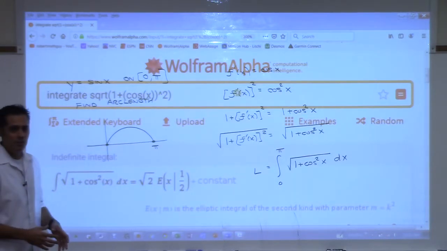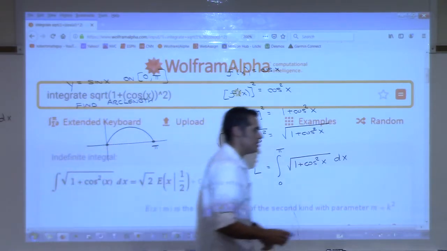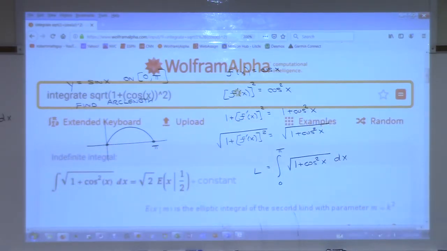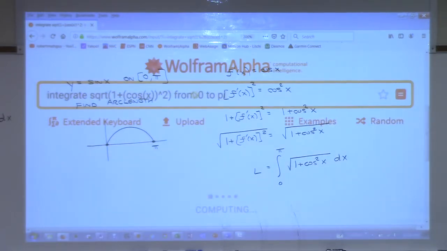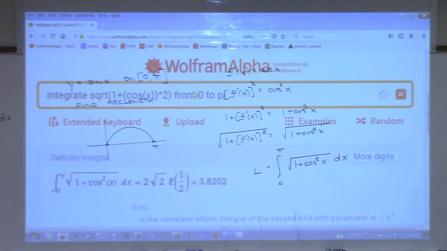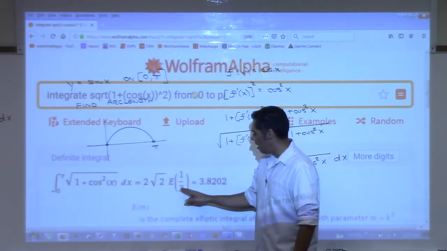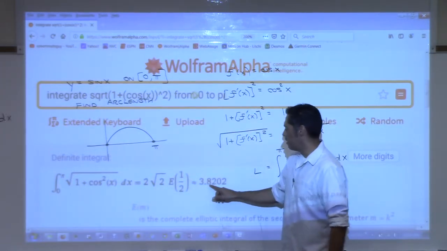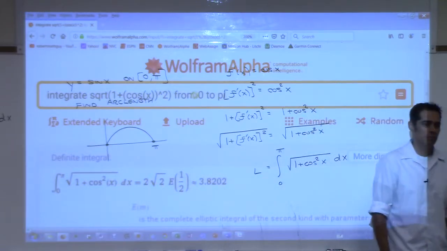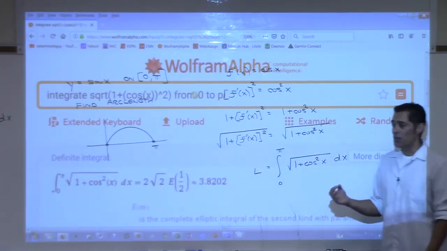It's just not possible. Now, I'm going to change the instructions, and I'm going to say do that integral as a definite integral. So I'm going to say from 0 to pi, and that's going to be the actual length. That first question I asked was for it to just give us the antiderivative. But now it's saying it's the square root of 2 times this elliptic function, which is approximately 3.8202. Perfect. So that's the numerical answer.